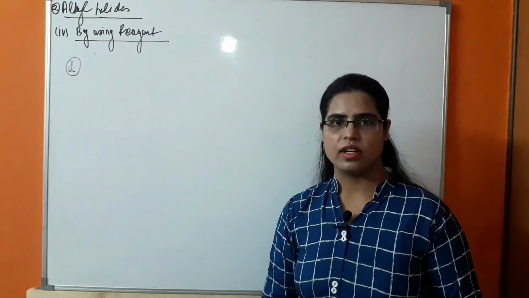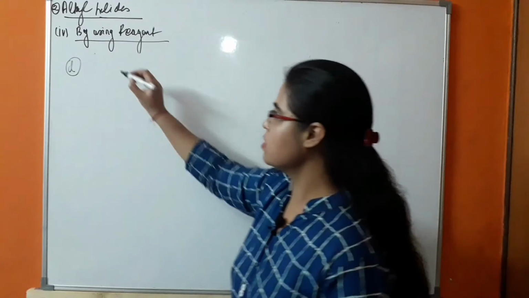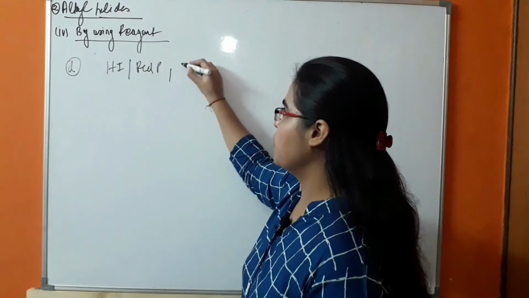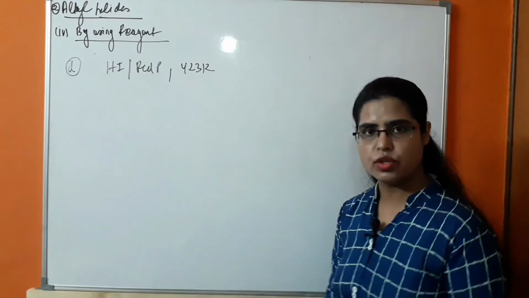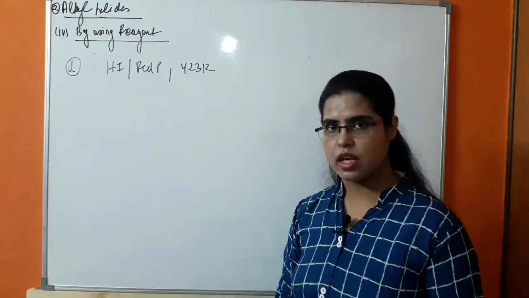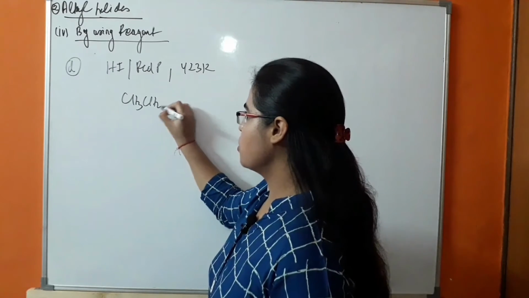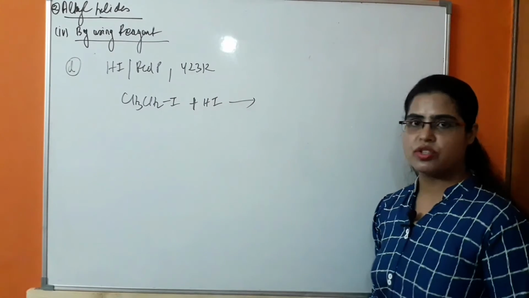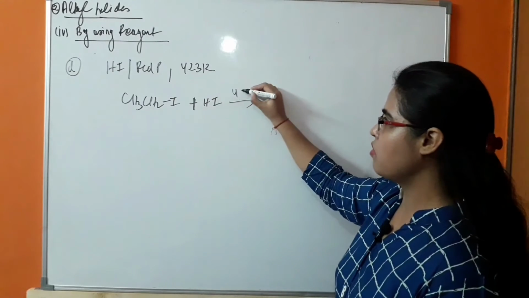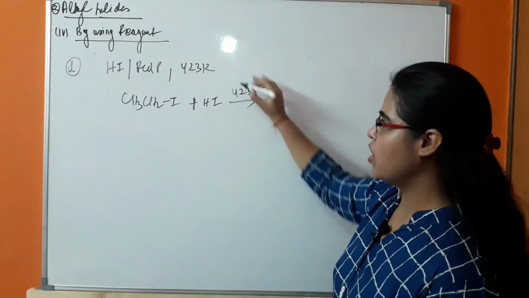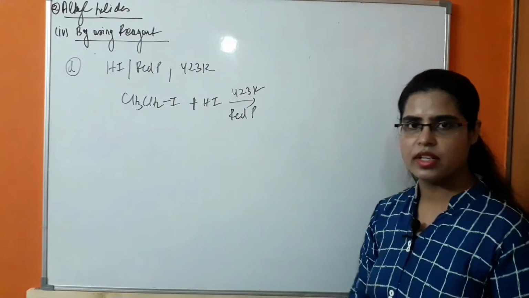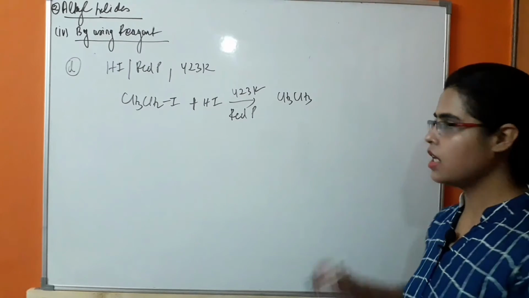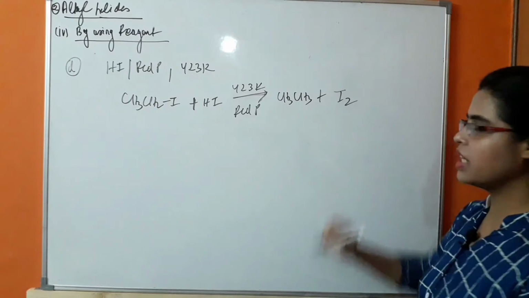Now the next reagent for the reduction of alkyl halides into alkane is HI, hydrogen iodide, in the presence of red phosphorus, temperature 423 Kelvin. In this, generally alkyl iodides are used. CH3CH2I in the presence of HI, what will happen? Temperature will be 423 Kelvin and there will be red phosphorus present. Okay, so there will be formation of CH3CH3, that is ethane, and removal of iodine takes place.